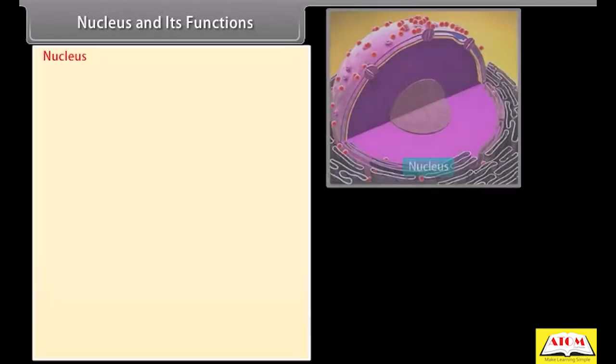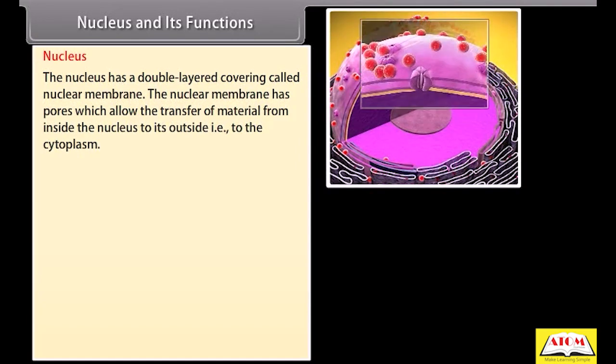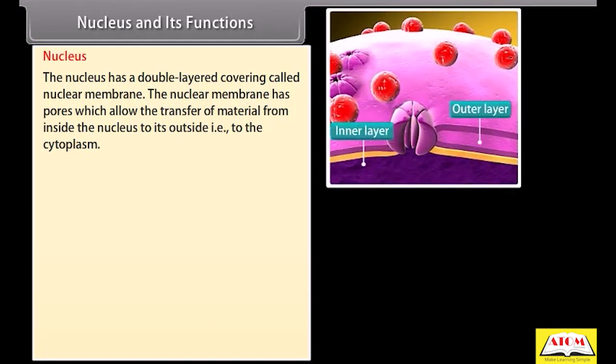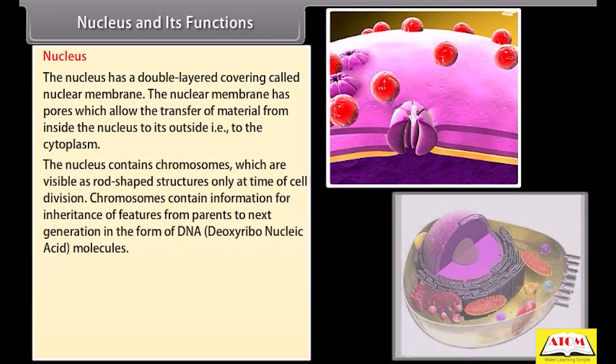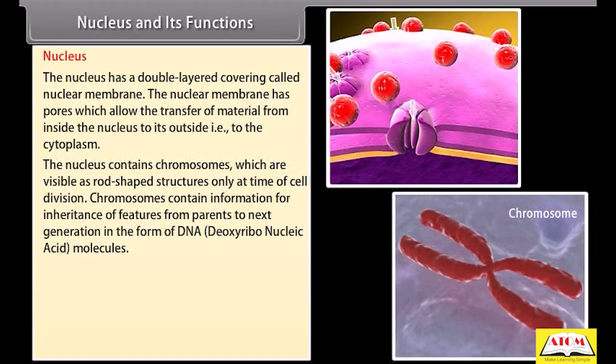Nucleus and its functions. The nucleus has a double-layered covering called the nuclear membrane. The nuclear membrane has pores which allow the transfer of material from inside the nucleus to its outside, that is, to the cytoplasm. The nucleus contains chromosomes, which are visible as rod-shaped structures only at the time of cell division.